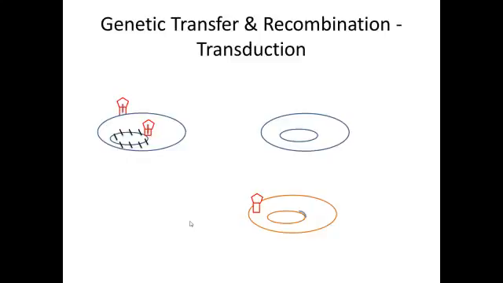So this is transduction. The way I remember it is these capsids kind of look like little alien spaceships, little lunar landing modules. So the little lunar landing modules, the alien spaceships, have abducted the bacterial DNA from one cell and moved it to another cell, from one planet to another planet. I don't know if that helps you, but it helps me.